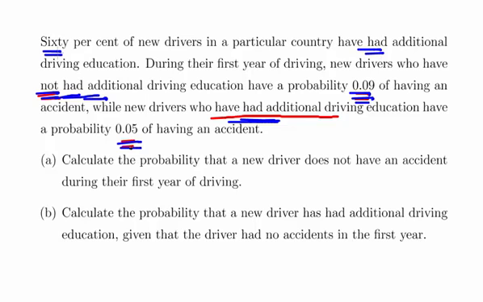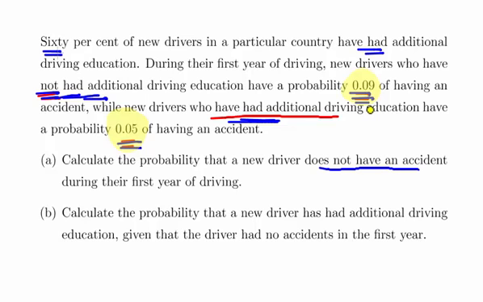Okay. So calculate the probability that a new driver does not have an accident during their first year of driving. Now, just the way it's worded there, does not have an accident during their first year of driving. So that is 0.91 and 0.95 respectively. It's the complements of these two values here. So those are the conditional probabilities of not having an accident given that you are part of one of those two groups.